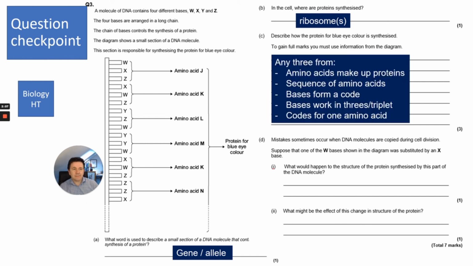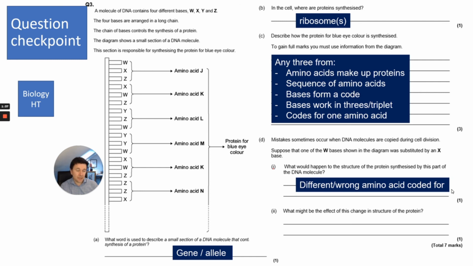Amino acids make up proteins, or the sequence of amino acids, or bases form a code, or you could say bases work in threes in a triplet code, and they code for one amino acid. D is about mutations, so it asks what would happen to the structure of the protein synthesized by this part of the DNA molecule. It's looking at the W and X base, so a different, wrong amino acid would be coded for.